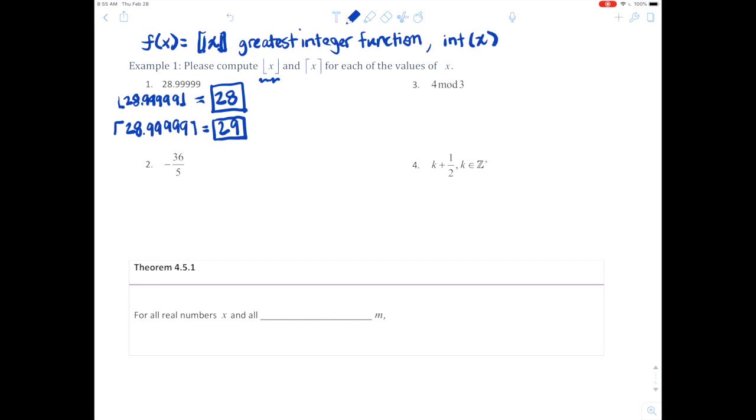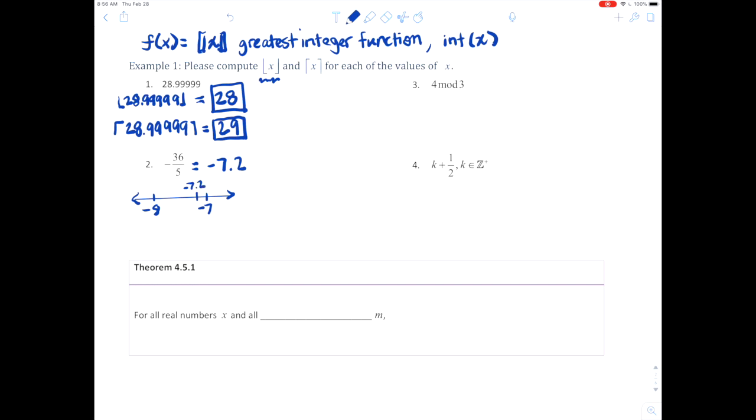Sometimes it's useful to draw a number line. If you write this as a decimal, this is negative what? 7.2, right? Because you get negative 7 and a fifth. So on a number line, what do we have going on? Negative 7.2 is in between which two integers? Awesome. It's in between negative 8 and negative 7. And negative 7.2 is going to be somewhere right around here.